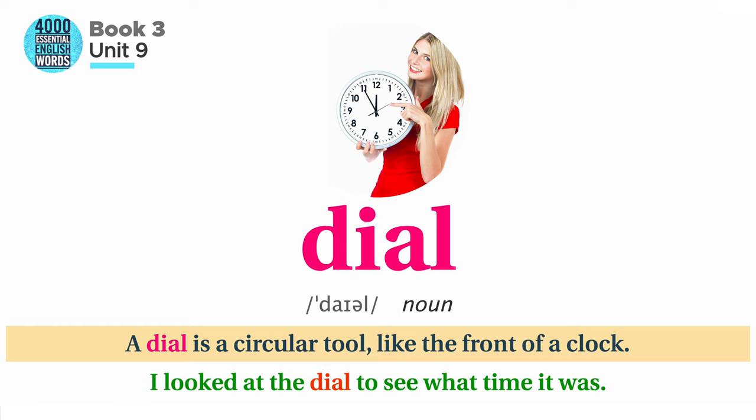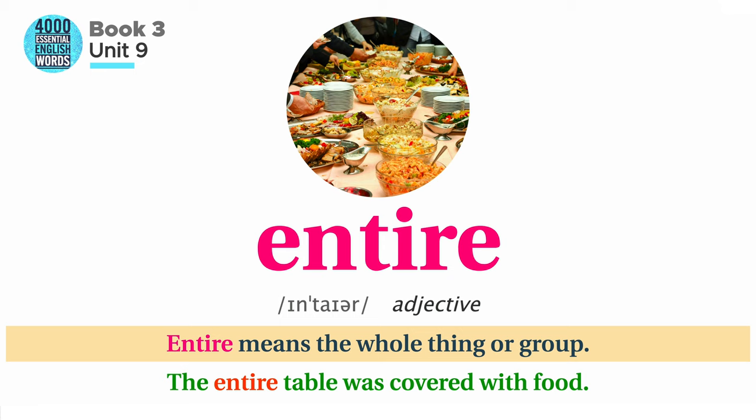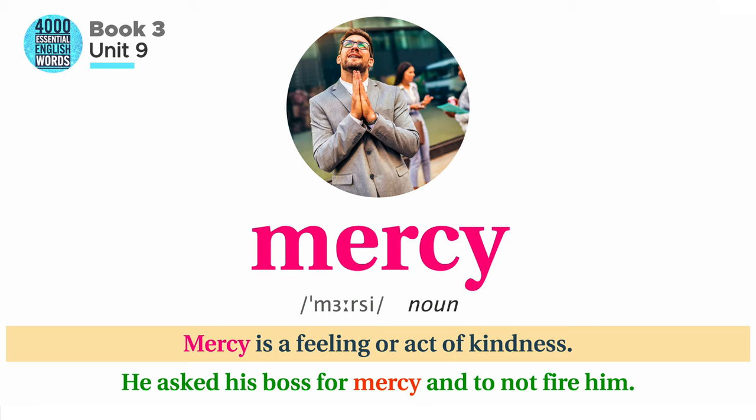Dial. A dial is a circular tool, like the front of a clock. I looked at the dial to see what time it was. Dominant. A dominant person or thing is stronger than others. The gorilla is one of the dominant animals in the jungle. Entire. Entire means the whole thing or group. The entire table was covered with food. Mercy. Mercy is a feeling or act of kindness. He asked his boss for mercy and to not fire him.